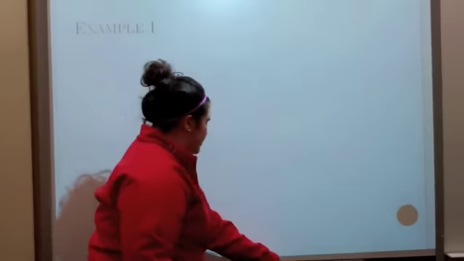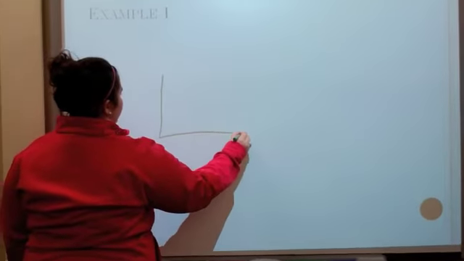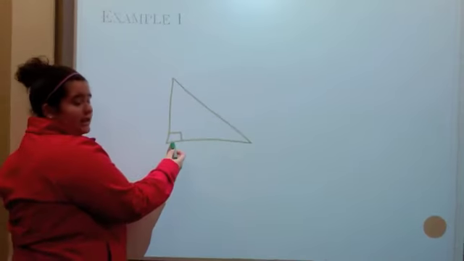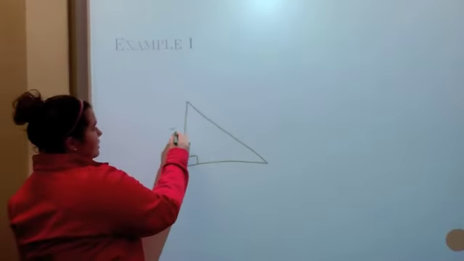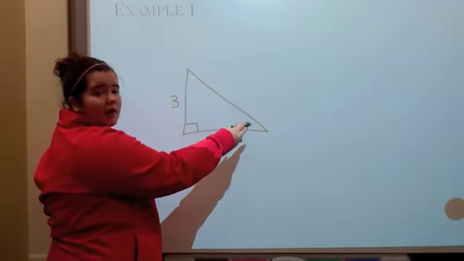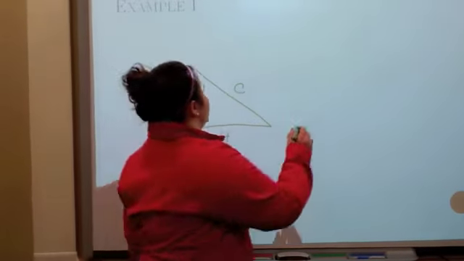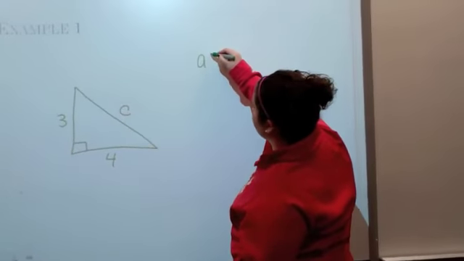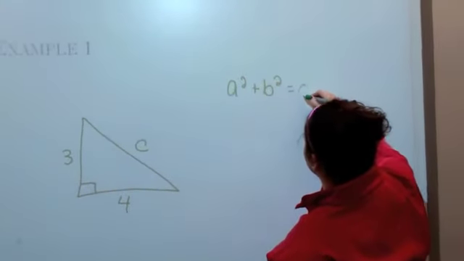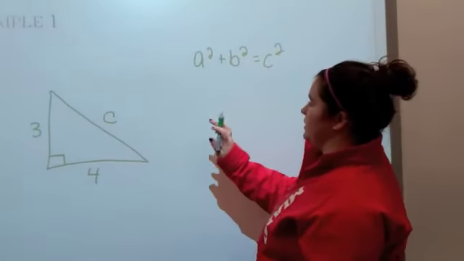Here's our first example. Say we are given a right triangle, which should be denoted with this marking, indicating it's 90 degrees. One length is going to be 3, while the other length is going to be 4. We are trying to find the length of our hypotenuse, which is c. So the formula we will be using is a squared plus b squared equals c squared, remembering that a squared and b squared are our legs, and c squared is the hypotenuse.